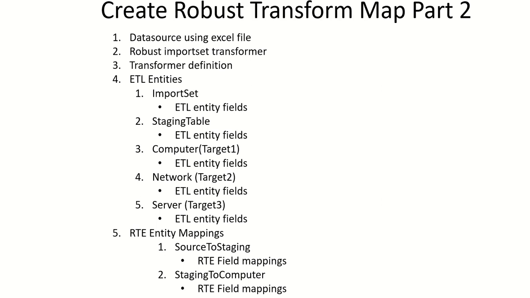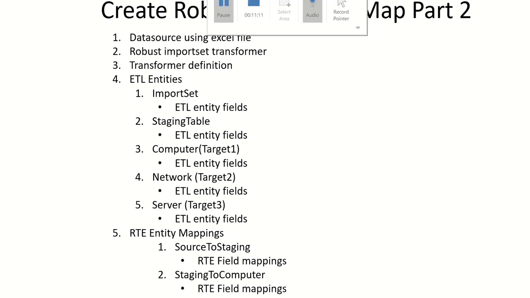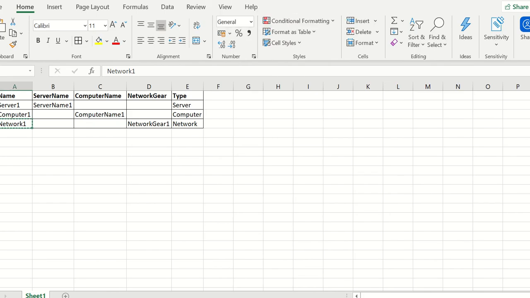So let's do a quick recap. What we have done in part 2 is we have updated the transformer which we created in part 1 to include logic based on which we are pushing data into targets 2 and 3, which are network and server. The field that we are using is called type. If you see here, this type is what drives that logic.